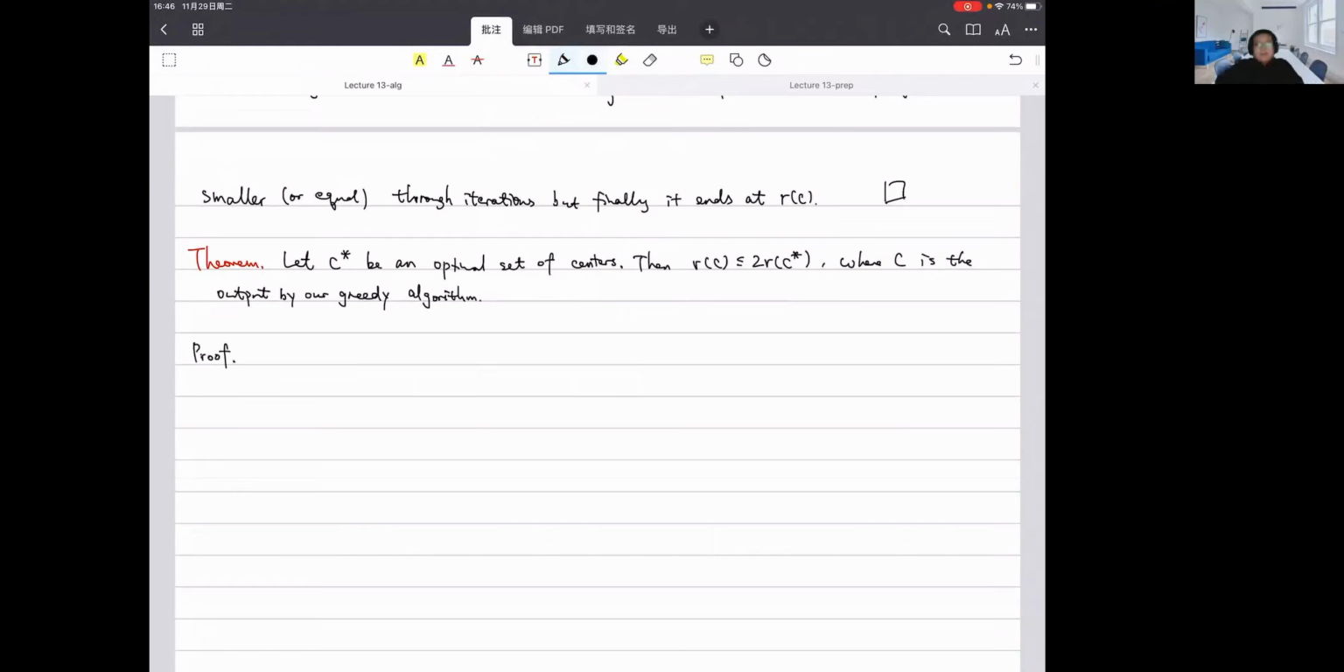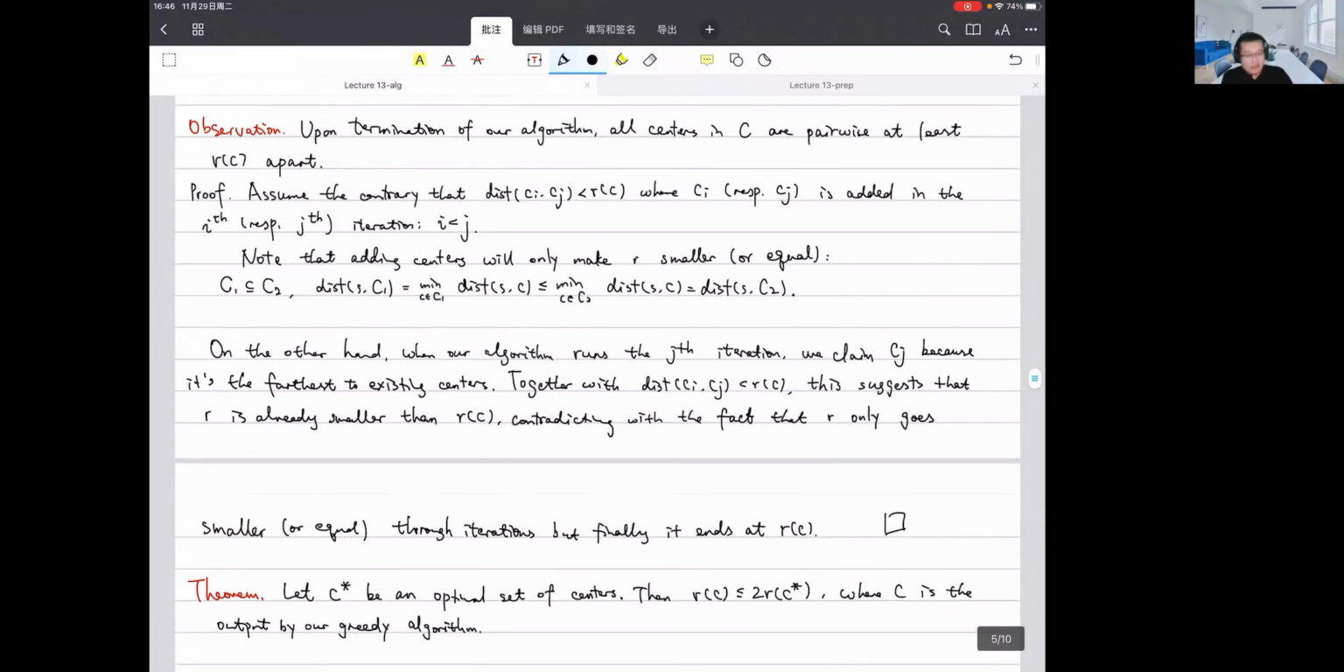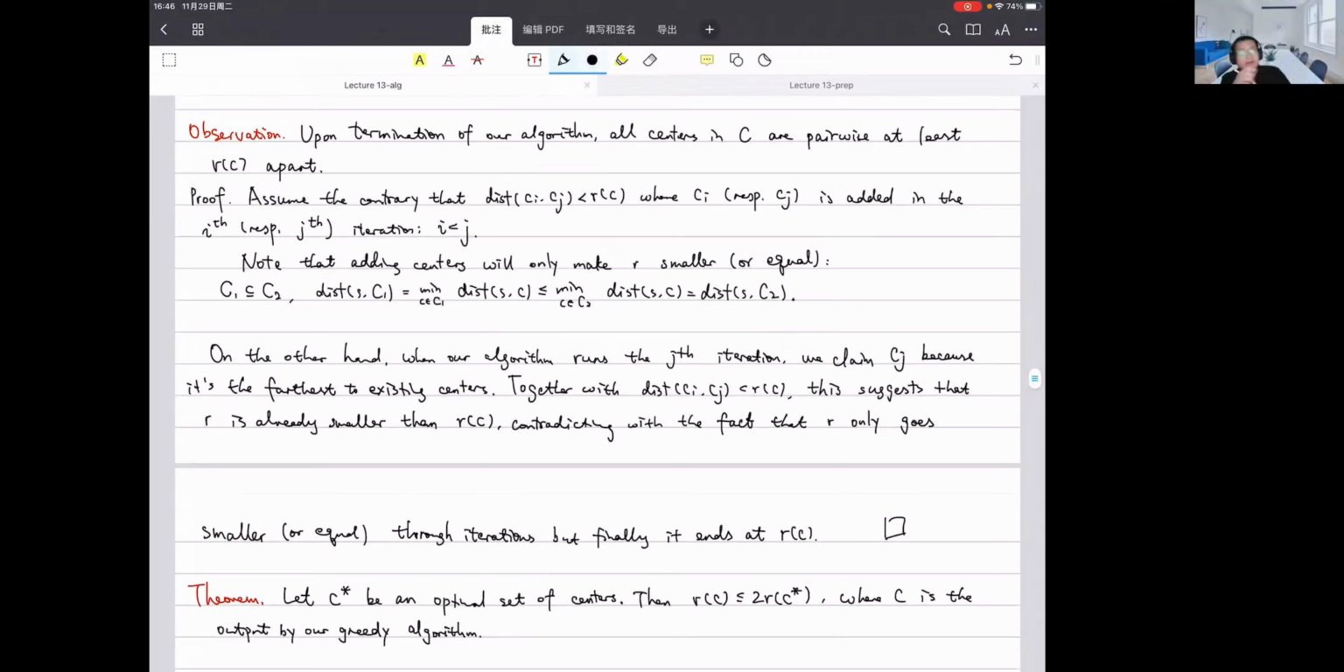Intuitively, this factor of two comes from a triangle inequality, but we need to figure out how this actually works. In particular, following this observation, the pairwise distance between all the centers in C, which is what we selected by the greedy algorithm, should be at least RC apart.